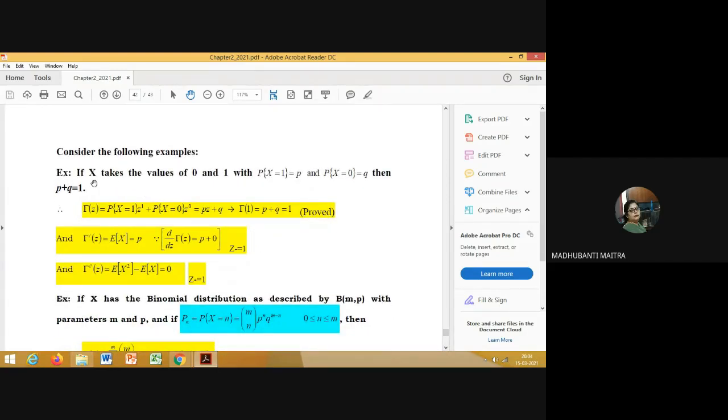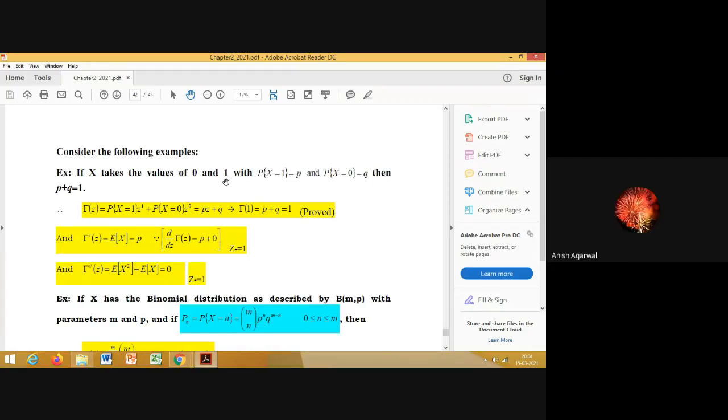So now let's take one example, discrete case. Here we are considering Bernoulli's trial. Okay, so the first example is this one. X takes the values of 0 and 1. Have you studied Bernoulli's trial?